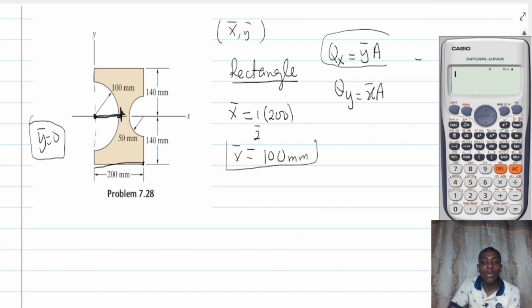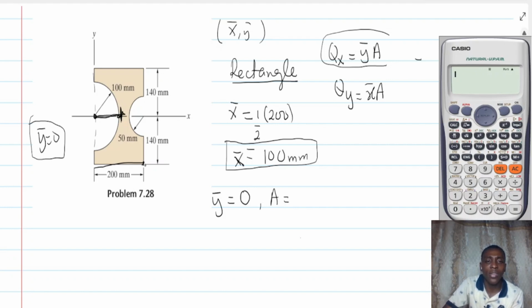So for the rectangle, the x bar is what? 100 mm. Okay. Now, the y bar is going to be... oh, sorry, we said the y bar is 0. So we don't need to bother about it. But let's calculate the area.